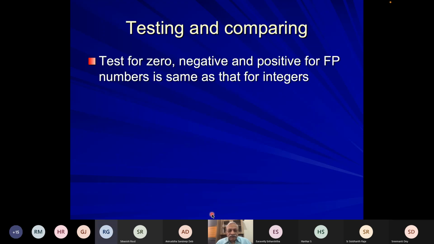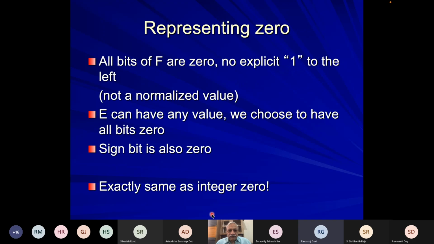Sir, if we have the value of E as non-zero and the value of F as 0, that represents something, because F here will be normalized, right? That represents an unnormalized or non-normalized number. So I'll come to that in a moment.